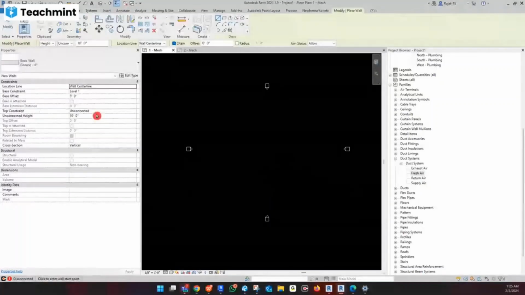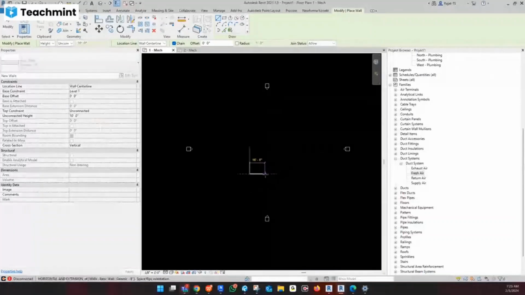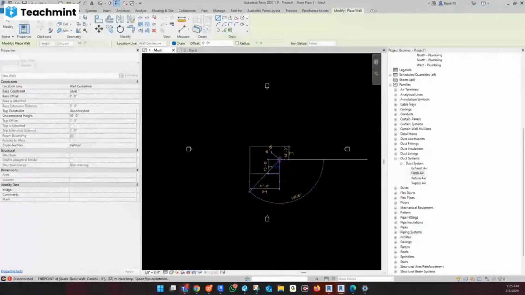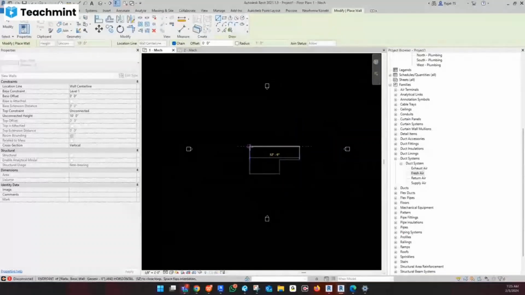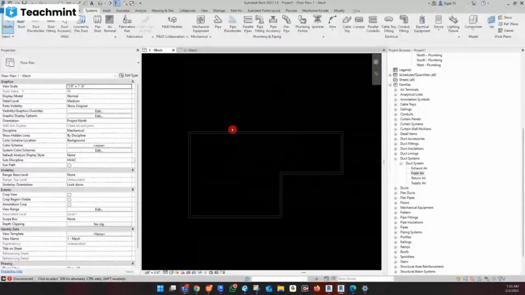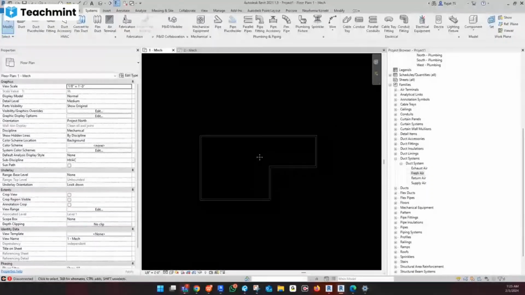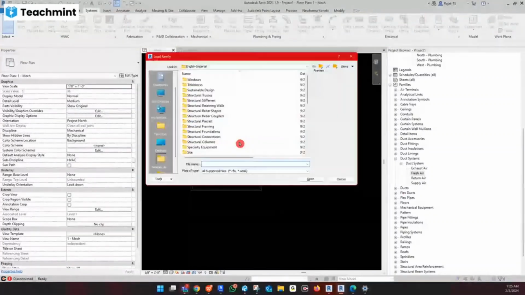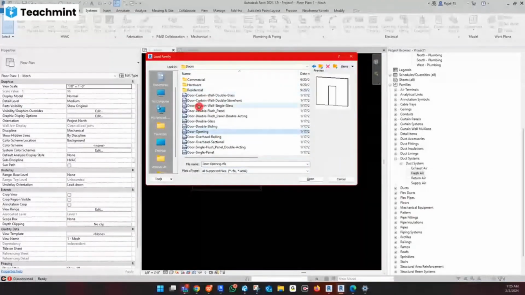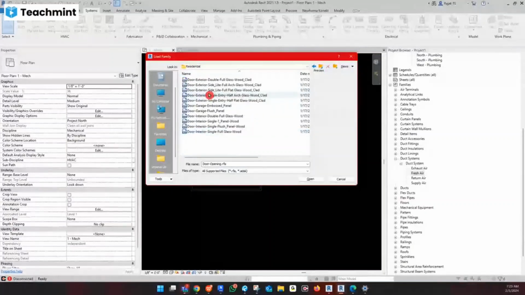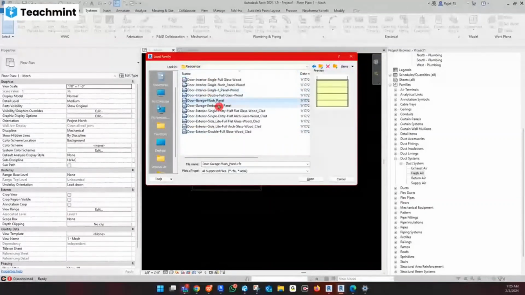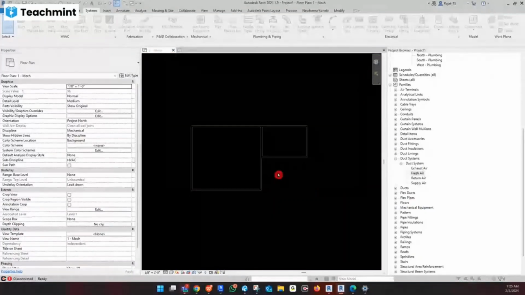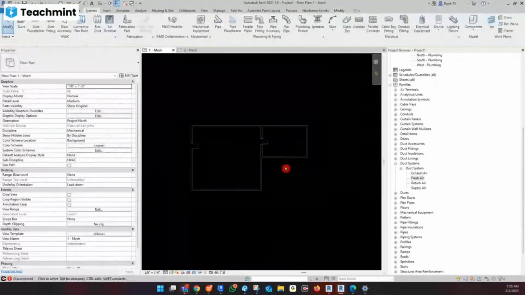So let's make a basic system of the HVAC. Here is a wall. I'll just make a wall of 10 feet. So we have placed a wall over here also. Let's place doors. Ceiling.